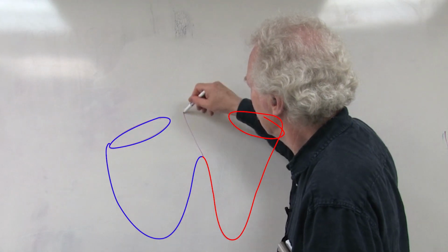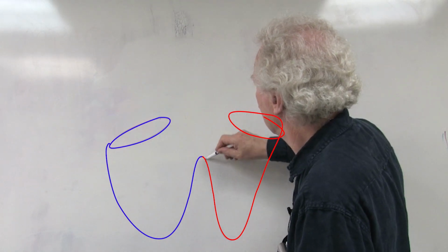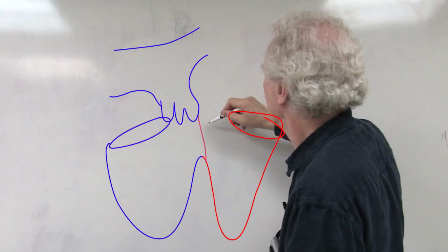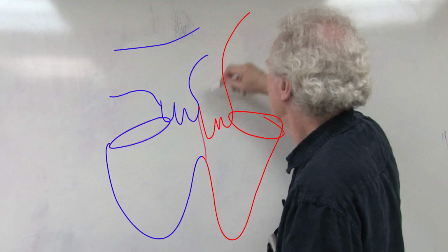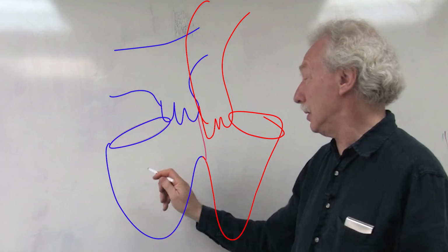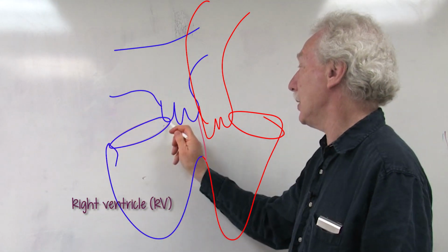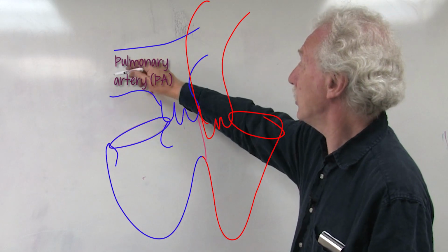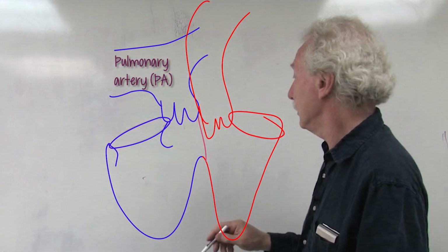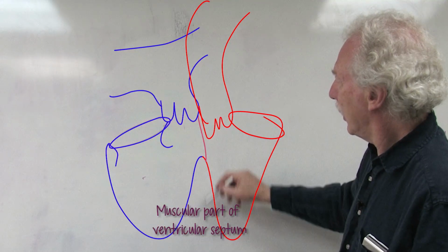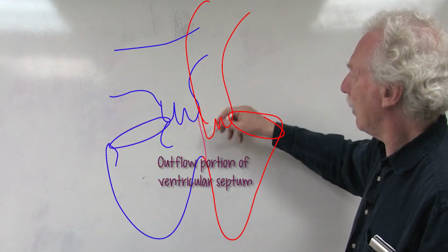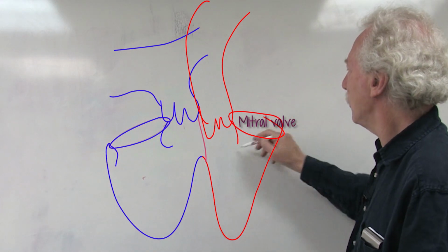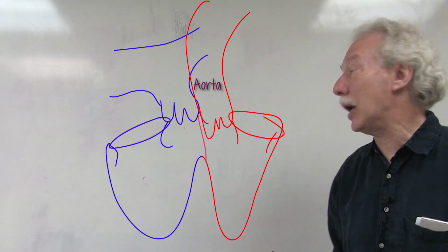This is oversimplified. We've got a right ventricle. Coming into the right ventricle is a tricuspid valve. Leaving it is a pulmonary artery which branches into a right and left side. The muscular part of the ventricular septum, the outflow portion of the ventricular septum, a left ventricle, mitral valve coming into the left ventricle, and the aorta.